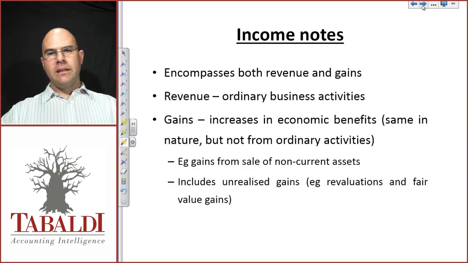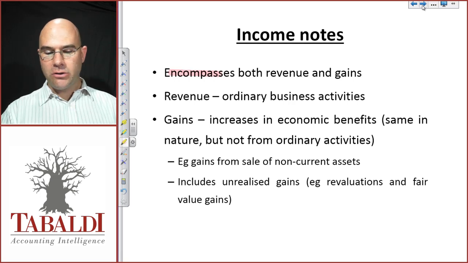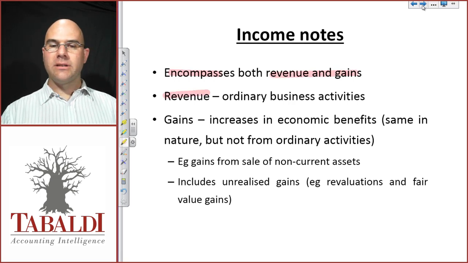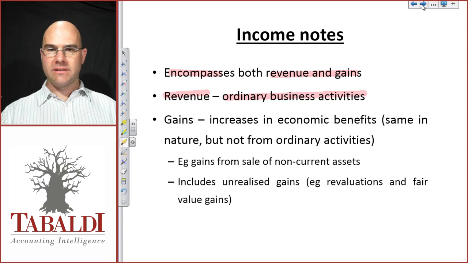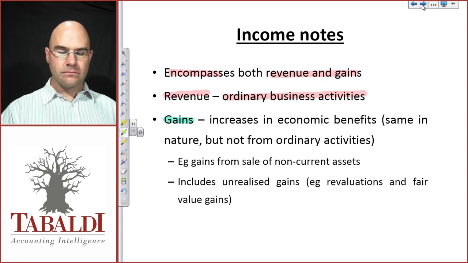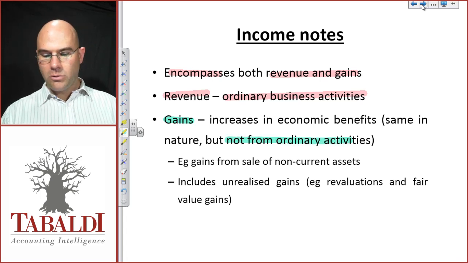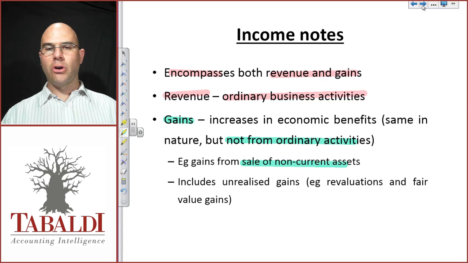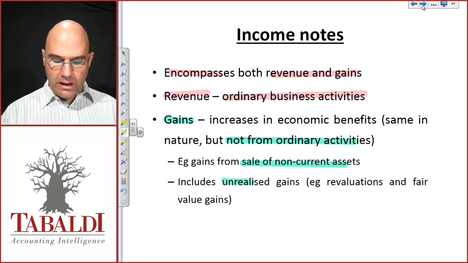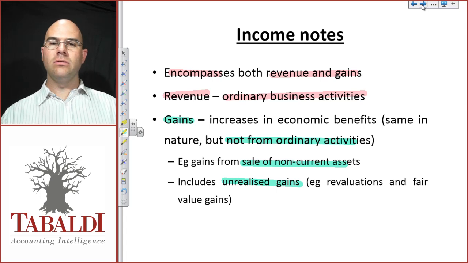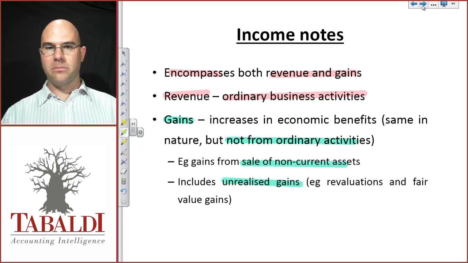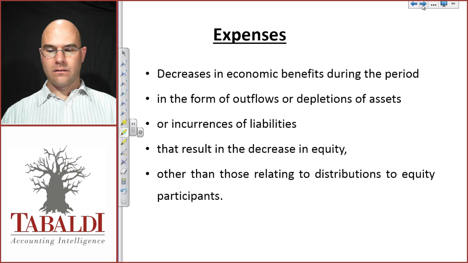Some notes on income. The framework is quite clear. It encompasses both revenue and gains. Revenue is differentiated from gains conceptually due to the fact that it is income from the ordinary business activities. Gains, however, still have the same nature, increase in assets or decrease in liabilities, but they are just not from ordinary activities. Examples of gains that are not revenue would be profit on sale of non-current assets, and also unrealized gains such as fair value adjustments to financial instruments or revaluations to PPE or fair value adjustments on investment property.